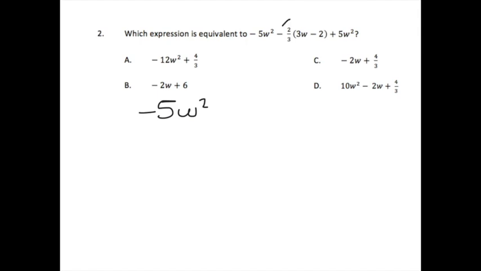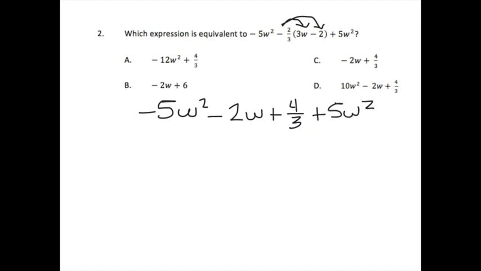My first multiplication would be negative times a positive, negative. 2/3 times 3 is going to give me 2w. Then I do my second multiplication. Negative times a negative, positive. 2/3 times 2 is going to give me 4/3. And then at last, my plus 5w squared.